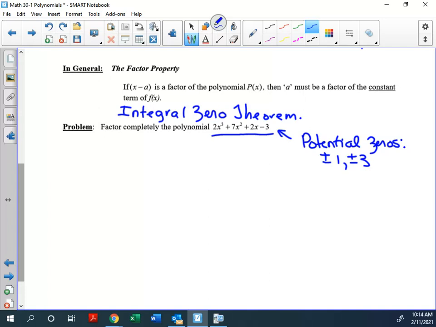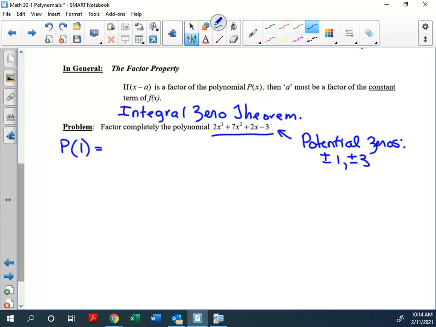So once I say these are the values that I'm going to attempt, I now use my remainder/factor theorem, and I plug the values into my polynomial, seeking a 0. So if I plug 1 into my equation, and I don't have a graphing calculator, 2 plus 7 plus 2 plus negative 3 is going to get me nowhere near 0, right? Do I even need to calculate this?